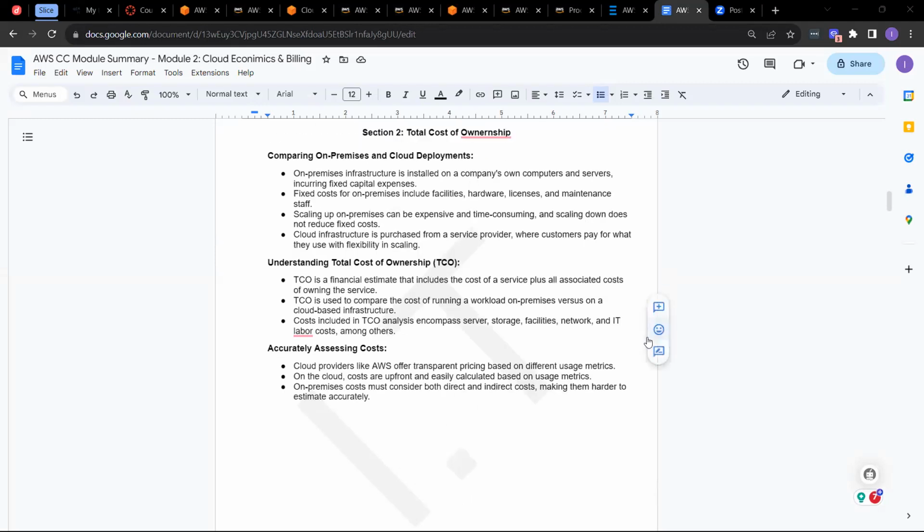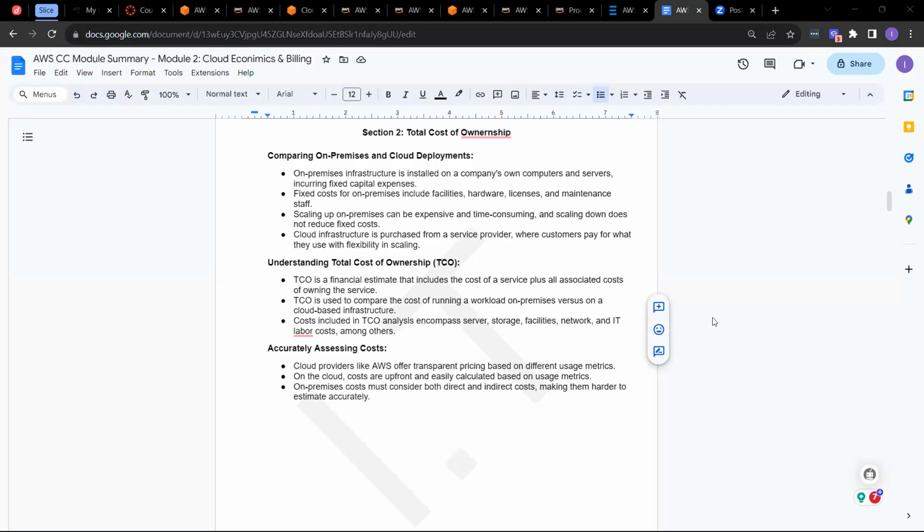And this one talks about transparency and accurately assessing cost. It says AWS offers transparent pricing based on the different usage metrics. So again, those of us who were charged for the EC2 instance that we used, right? You are given a breakdown of the cost, what service was used, the period, which region it was spun up in, and all that, and cost.